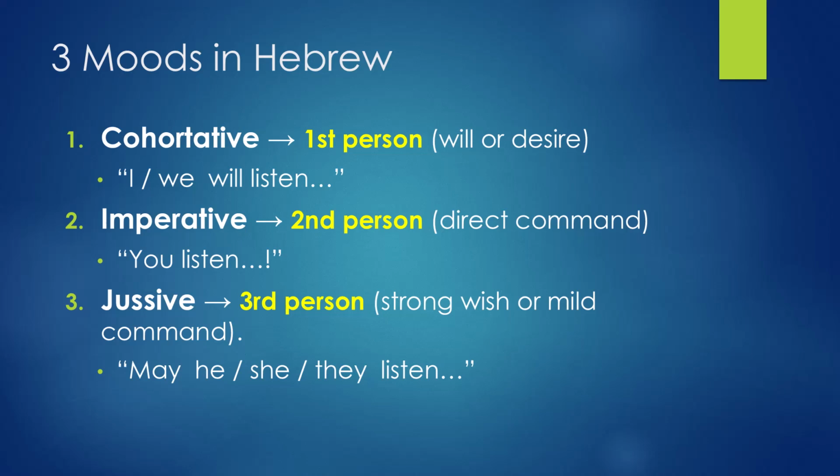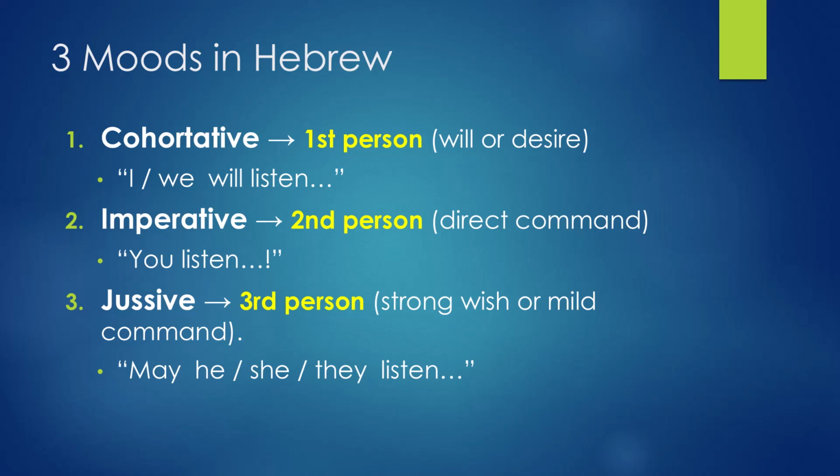The cohortative mode is used to show a will or desire, and it's always used in the first person. For example, saying, I will listen, or we will listen. I and we, those are first person. So cohortative mode is used in the first person, and it shows a will or desire.